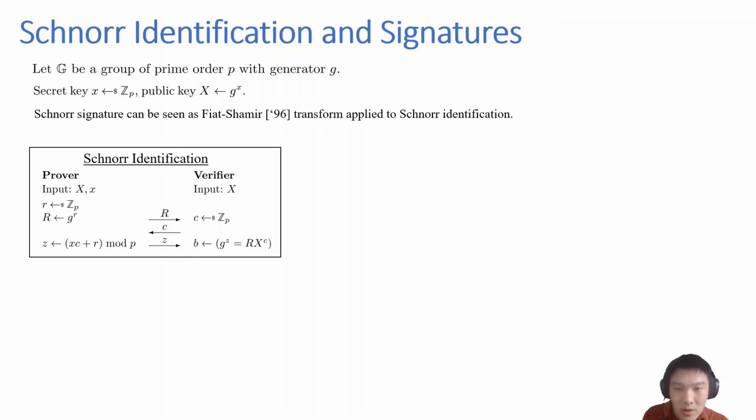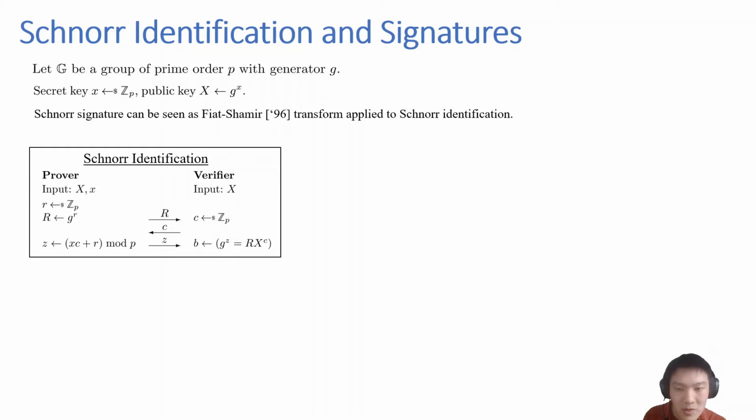So, what is the Schnorr identification scheme? Well, the Schnorr identification scheme is a three-round protocol between the prover and the verifier. The prover takes as input the public key X, which is also given to the verifier, but in addition, the prover has access to the secret key small x. In the first round, the prover samples a random r from Z_P and computes G to the r, which is then sent to the verifier as the commitment.